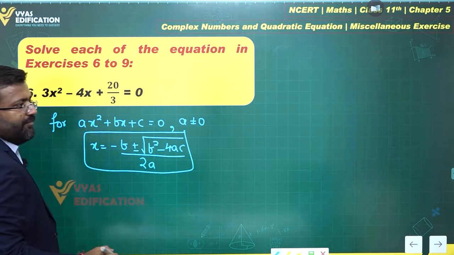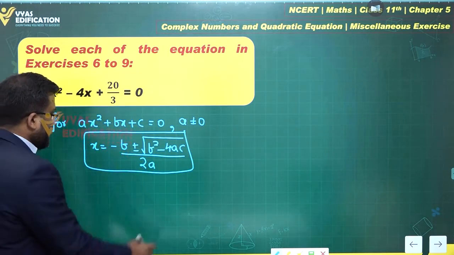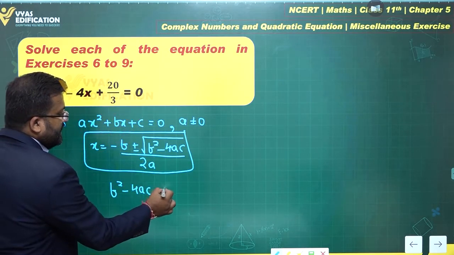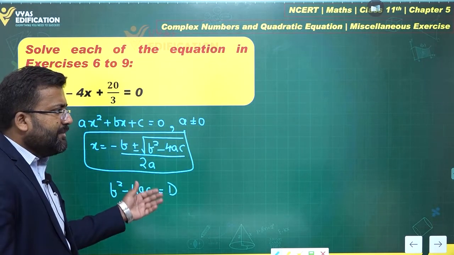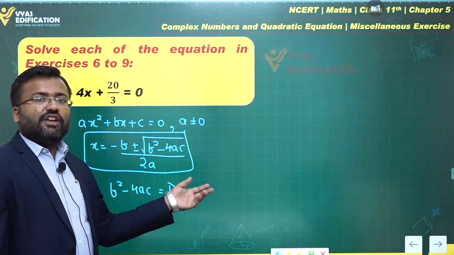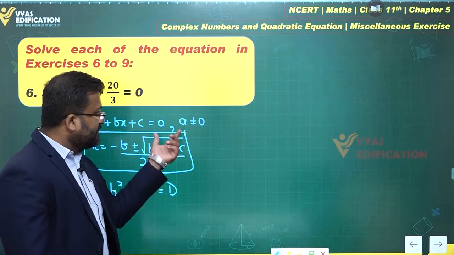That's the solution, right? This is the Sridharacharya formula for solving the quadratic equation, in which b square minus 4ac is called the discriminant, represented by capital D. Depending upon the values of capital D, whether positive, negative or equal to 0, we can comment upon the nature of roots of this particular equation, right?